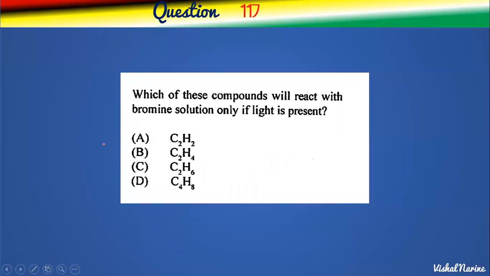Question 117. Which of these compounds will react with bromine only if light is present? Good. So we should know that this is referring to the alkenes. Only if we have light, and then the alkenes will react with bromine solution. So we should be looking at a compound that has the formula CnH2n plus. Working that through or checking them, you'll see that it is going to be C, which is ethane.